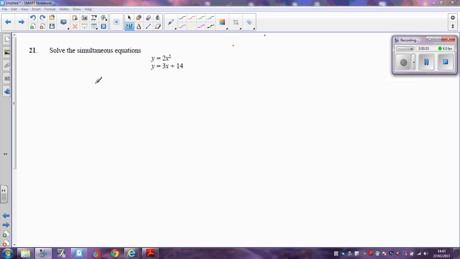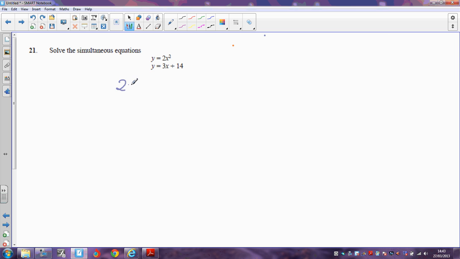Okay, quite straightforward simultaneous equations here. We want to put the two together. Normally we substitute one into the other, but we can see that the y values will be the same. So in other words, I can just write that 2x squared is equal to 3x plus 14, which straight away gives me the quadratic equation 2x squared minus 3x minus 14 is equal to 0.